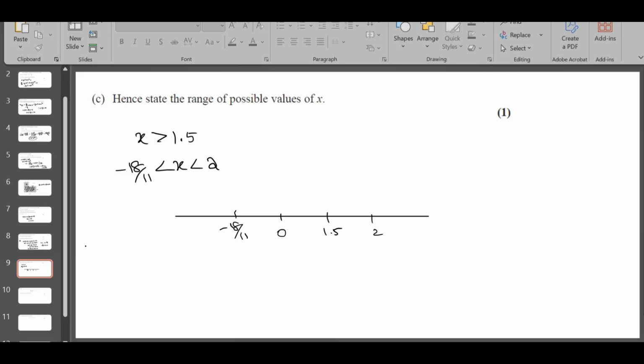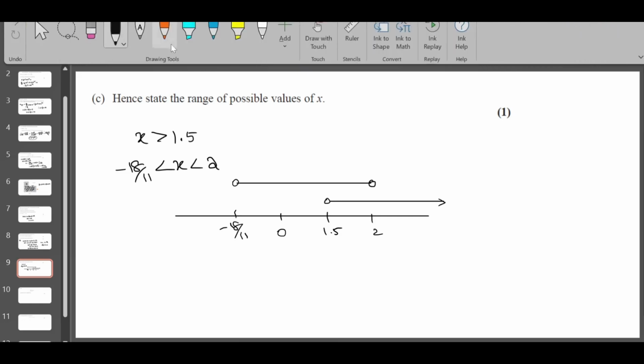The first solution is greater than 1.5. The 1.5 is not included. The second one is minus 18 over 11 to 2. Now the intersection of these two number lines, that means the portion where you have both the number line, is from this to this, that's a solution. Therefore 1.5 is less than x is less than 2 is a solution.